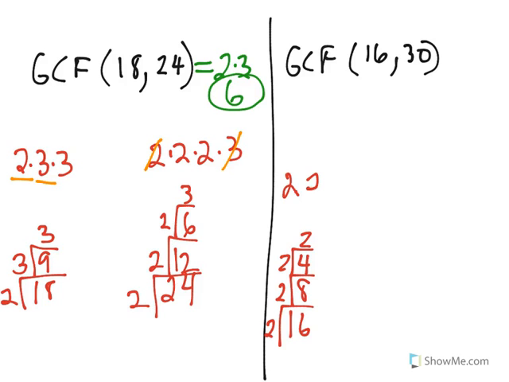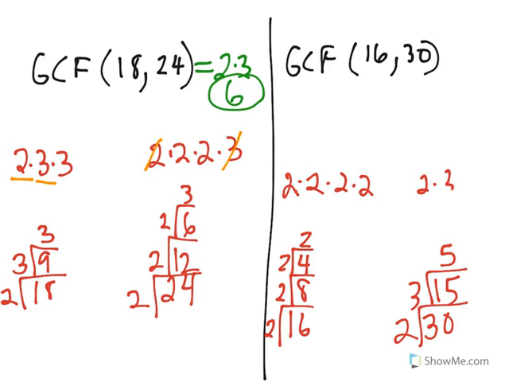So it's 2 times 2 times 2 times 2. And now let's take a look at 30. 2 goes into 30 15 times, and 3 goes into 15 5 times. So it's 2 times 3 times 5. Now let's get our duplicates out of the way. And well, there's only one duplicate, so that means that the greatest common factor of 16 and 30 is just 2. Okay?